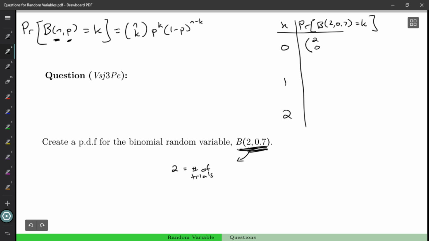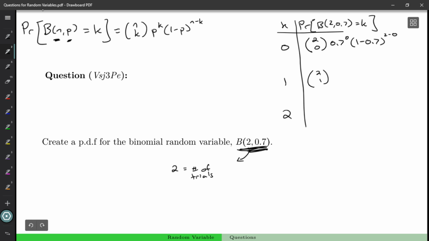So n is 2, choose 0. The probability of the outcome we're interested in counting is 0.7. So 0.7 to the 0, (1 minus 0.7) to the 2 minus 0. I said 1 a second ago. It's 0.7 to the 0, which is equal to 1.